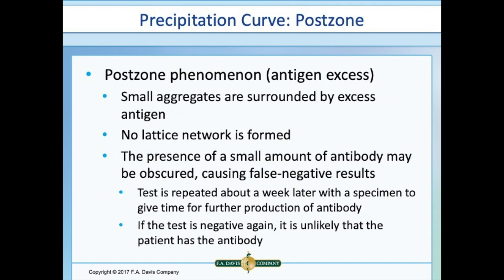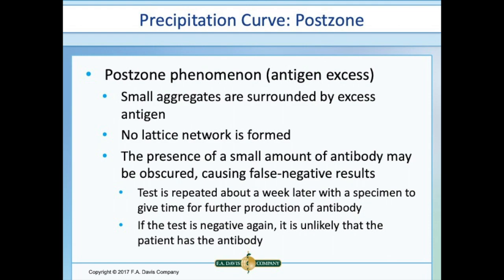Post-zone phenomenon, on the other hand, is known as the zone of antigen excess. Here in the post-zone phenomenon, you'll be able to see small aggregates surrounded by excess antigen. Again, no cross linkages, no lattice formation. The presence of a small amount of antibody may be obscured, causing false negative results. So take note that both prozone phenomenon and post-zone phenomenon may result in false negative results.